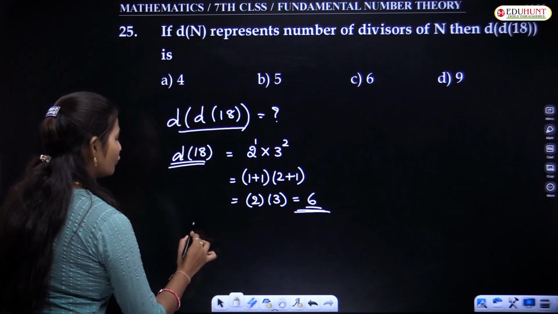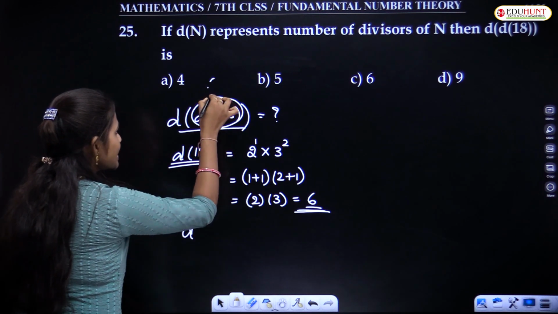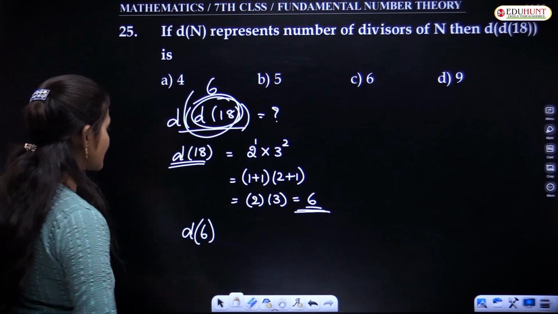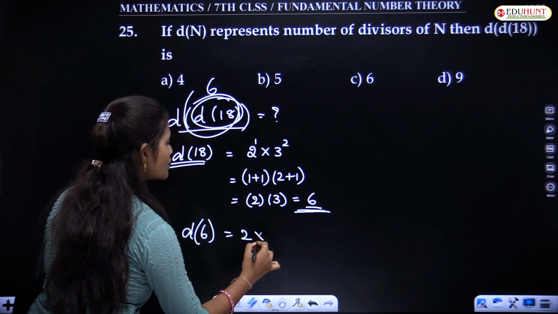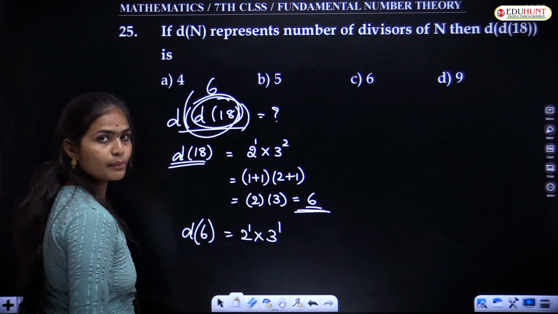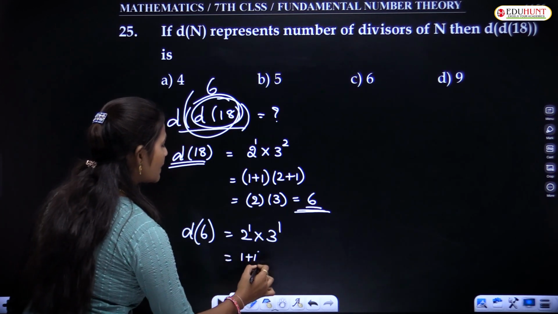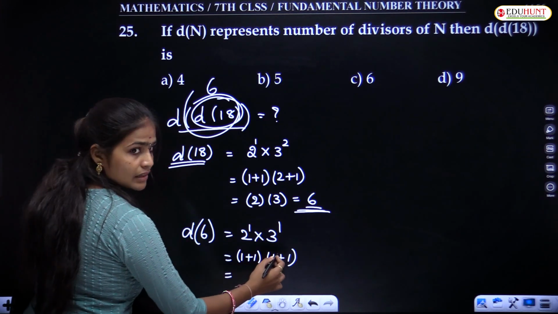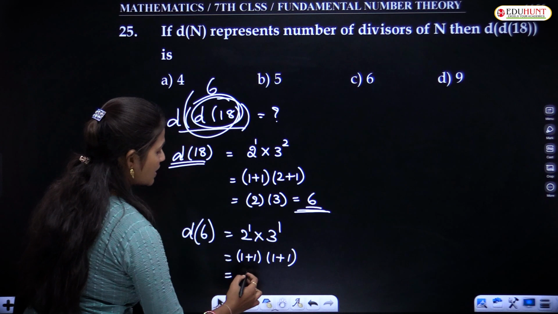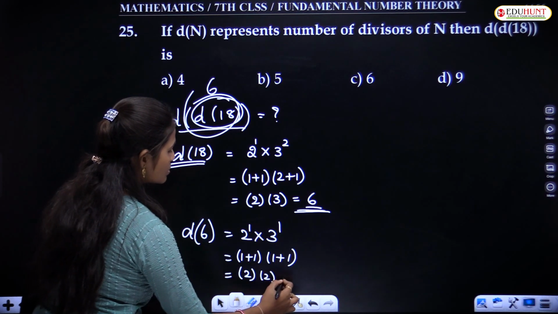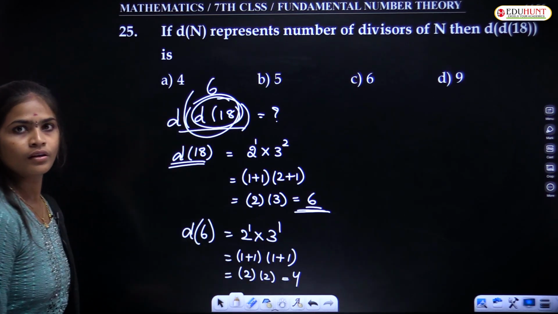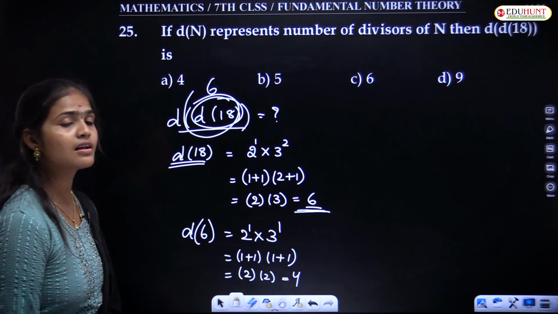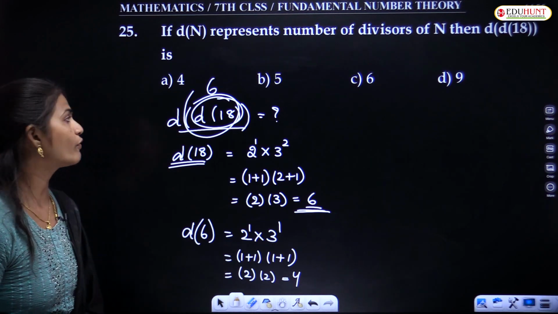Now again we need to find out d of this value, which we got as 6 only, no. D of 6 means this one we can write as 2 into 3. So 2 power 1 into 3 power 1, which is equal to (1 plus 1) into (1 plus 1). So 1 plus 1 is equal to 2 and 1 plus 1 is equal to 2. So 2 into 2 is equal to 4. Okay, so how many divisors are there for 6? That is 4 factors: 1, 2, 3, 6.